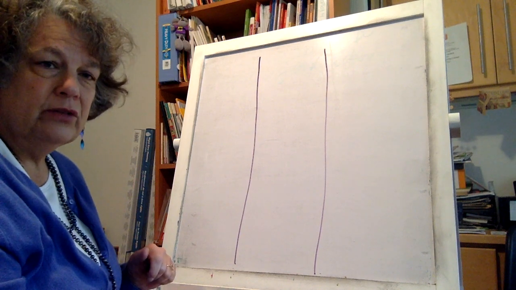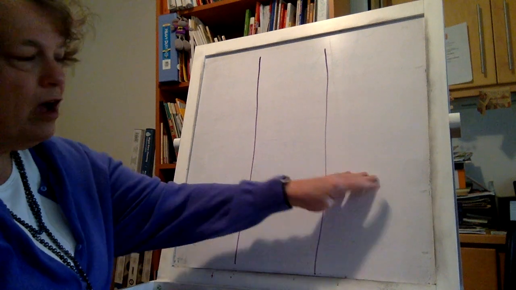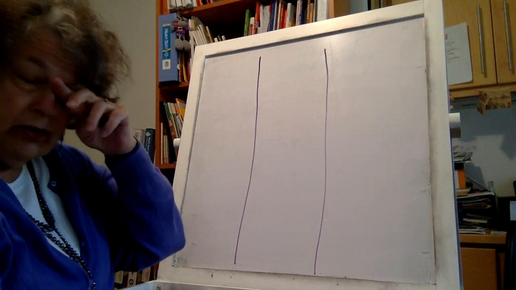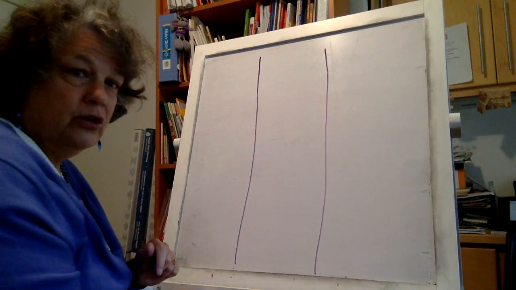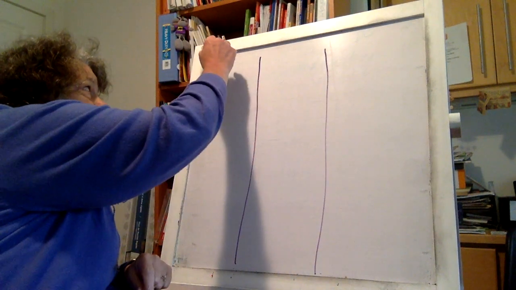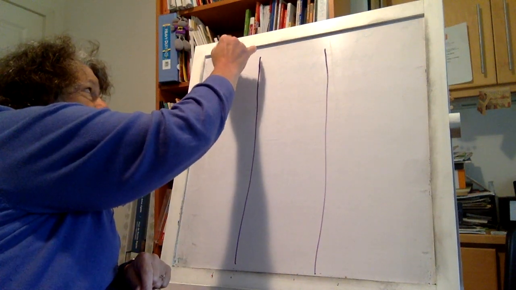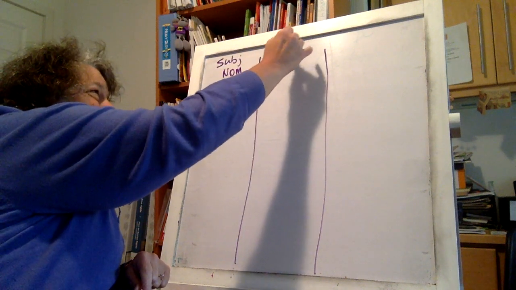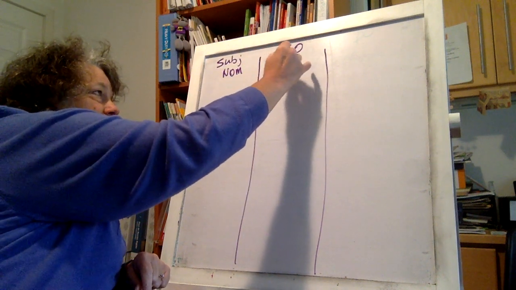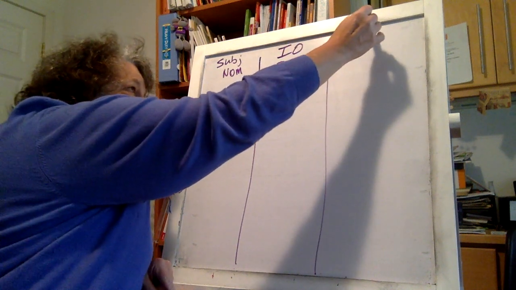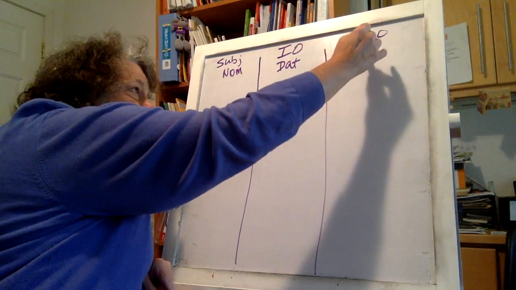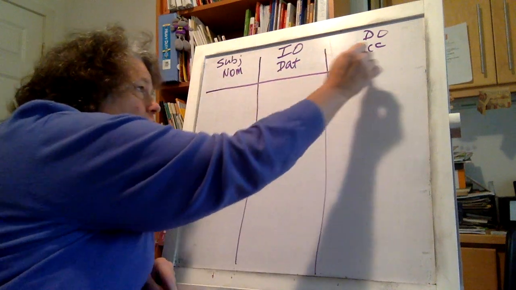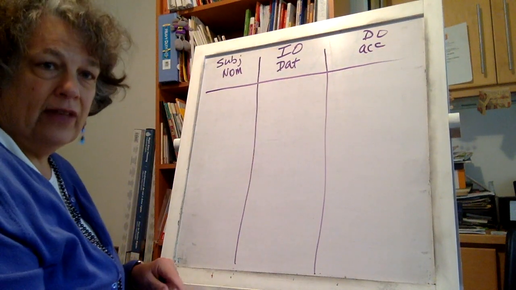So now what we're going to do is we're going to have 3 columns, and I'm going to do a dative sentence or two and show you how this works. So this is going to be the subject. In German, we call that the nominative. This is going to be the indirect object. In German, we call that the dative. And this is going to be the direct object. In German, we call that the accusative. And we're just going to always do our sentences in that order.